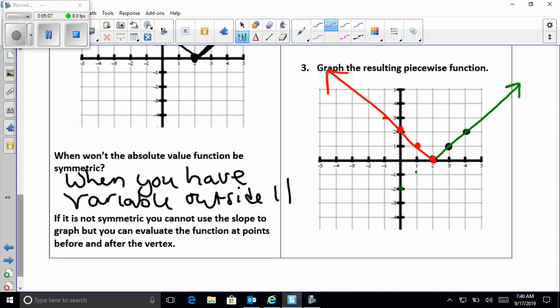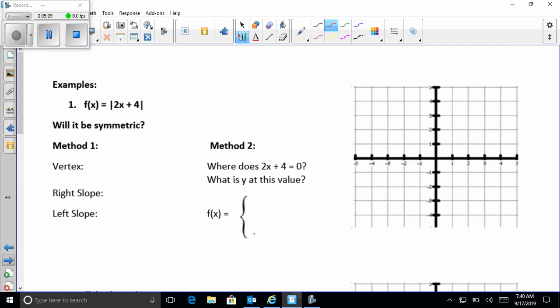So let's look at some examples. And we'll do them both ways. So on this one, I know it's going to be symmetric. There's no variables outside the absolute value bar, so either method will work. If I'm doing method 1, which I'll do that one in red, I'm looking for my vertex, so I have to solve that for 0.